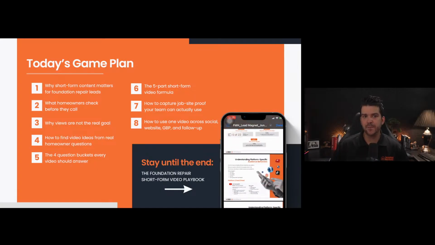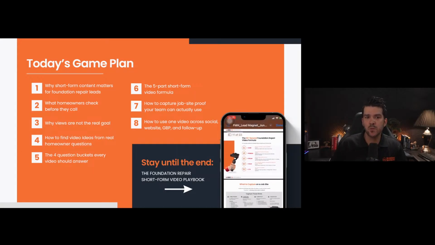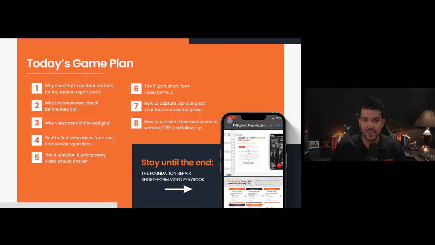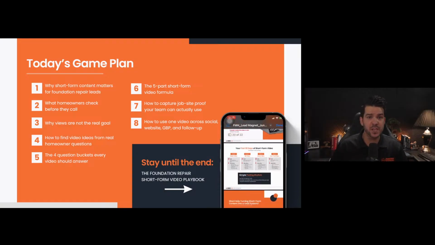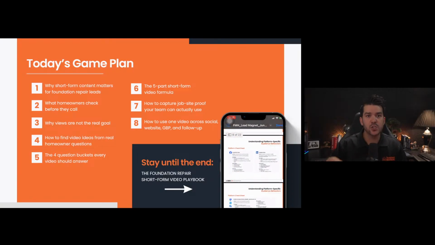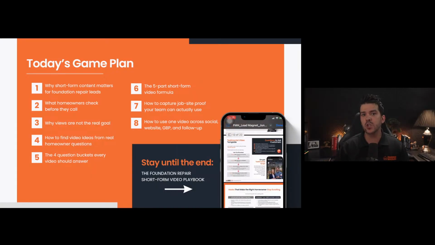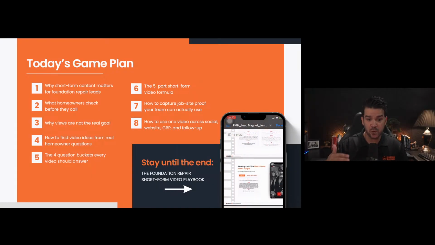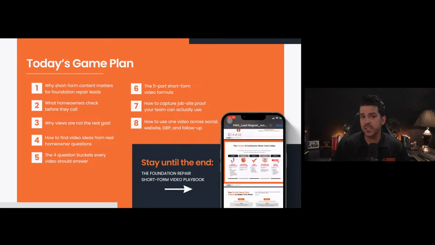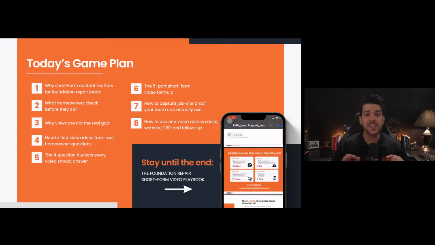Okay, today's game plan. Here's what we're going to do today. First, we'll talk about why short form content matters for foundation repair and waterproofing leads, not in a generic "video is the future" kind of way. We're going to tie it back to the homeowner's trust, social media behavior, inspection calls, and booked jobs. And then we'll talk about how the homeowner checks this before they actually call. Because most homeowners are not only asking who does this service, they're asking who looks credible, who can I trust, and who will explain this clearly.